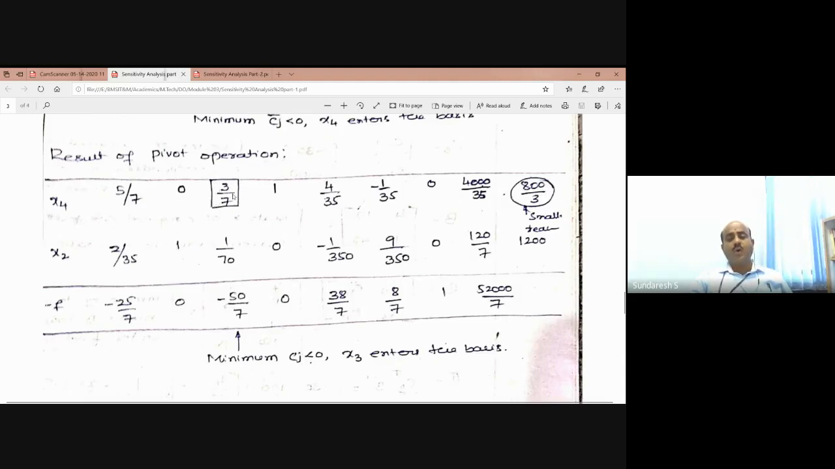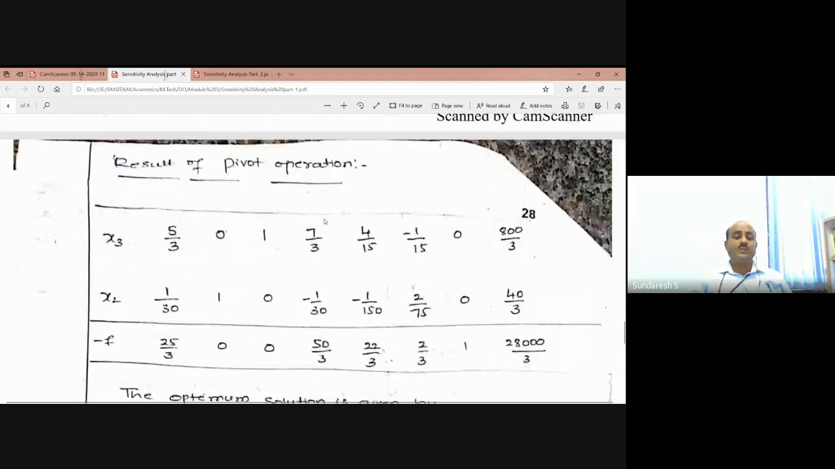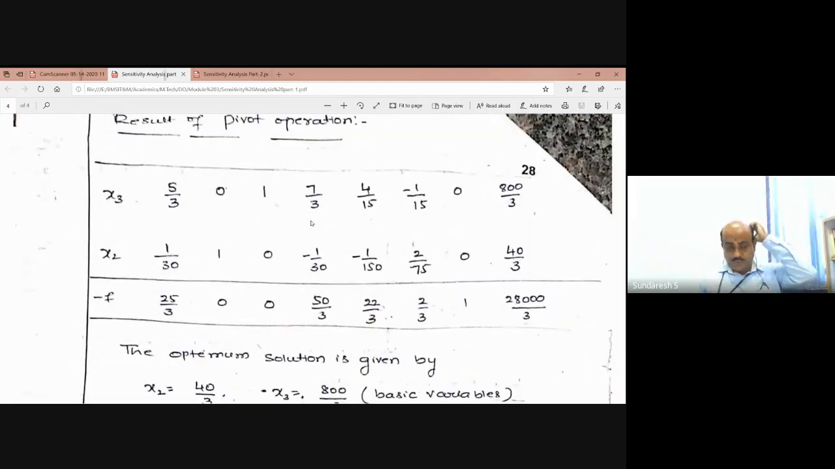Next you have to write the result of the pivot operation. In the next table, you're supposed to retain x2 as it is, whereas x4 is replaced by x3. X4 is replaced by x3. So now we are going to write the table. Now you see x3 and x2. First you enter x3. Same thing, old element divided by the pivot element.